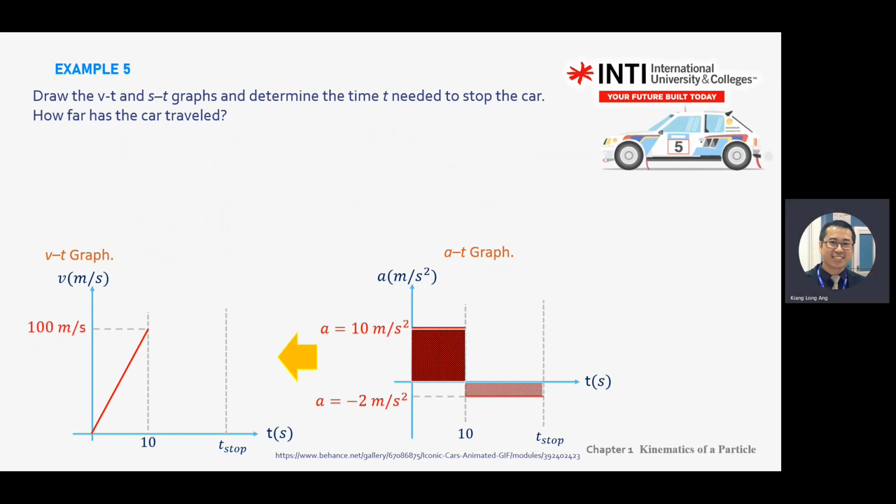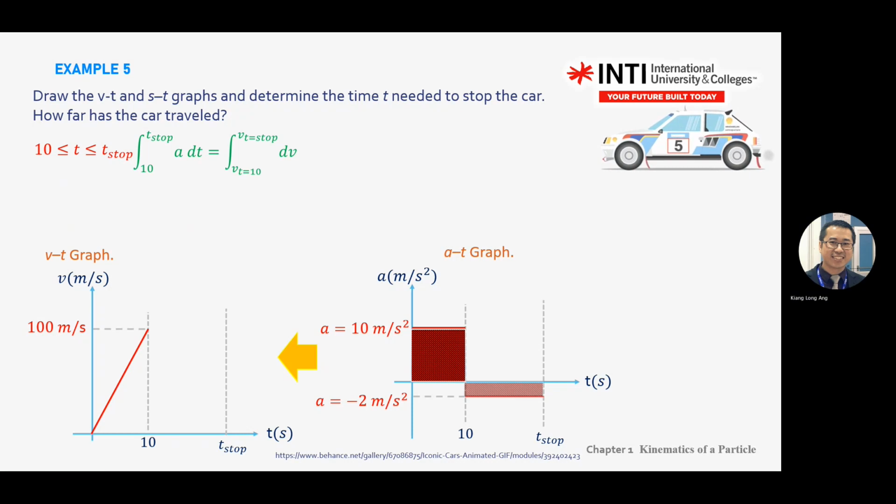Next, we need to find another region, 10 to t stop. We have a negative sign there. So again, we use the integration sign. Left hand side, integral from 10 to t stop of a dt equals the integral of dv, from velocity at 10 seconds to v stop. Here, when you integrate a dt, what do you get, Nico?